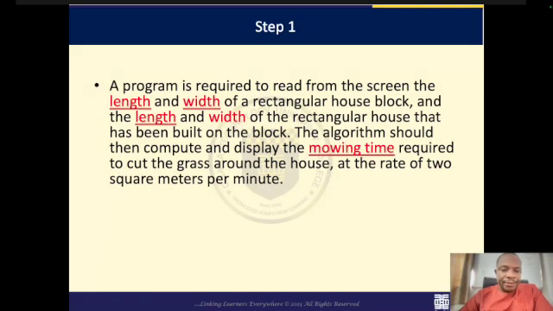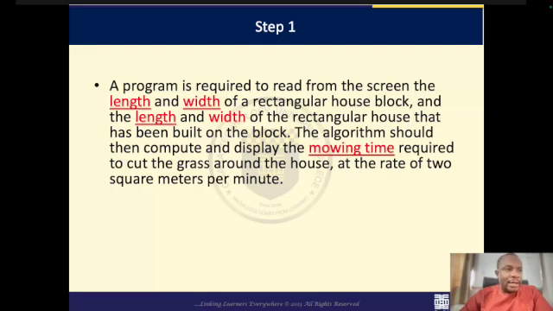Now to our question. The question states that a program is required to read from the screen the length and the width of a rectangular house block and the length and width of a rectangular house that is built on the block. The algorithm should compute and display the mowing time required to cut the grass around the house at the rate of 2 square meters per minute.